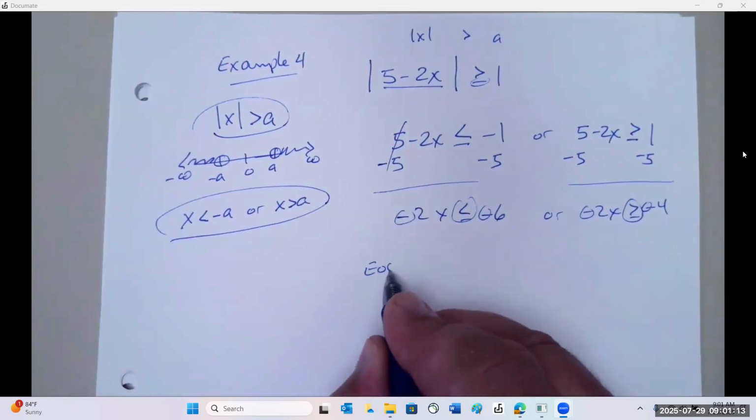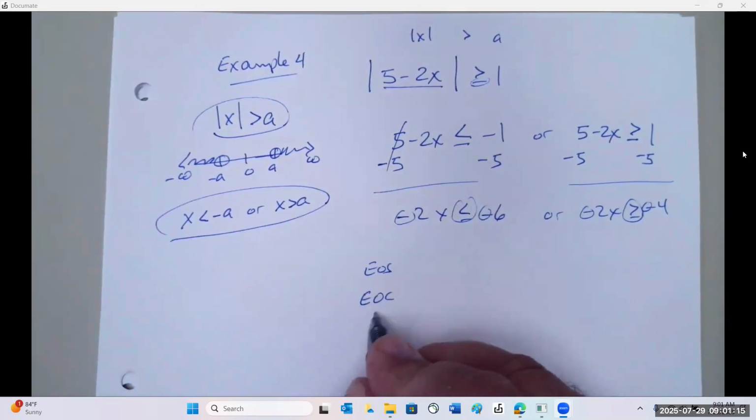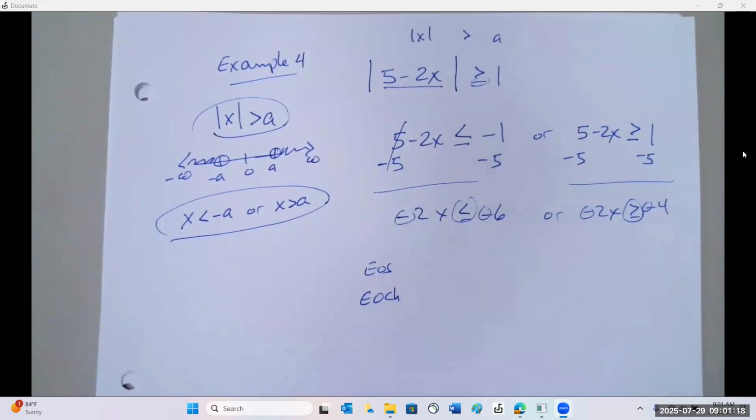So there's the end of section, end of chapter. That's the end of chapter 3.